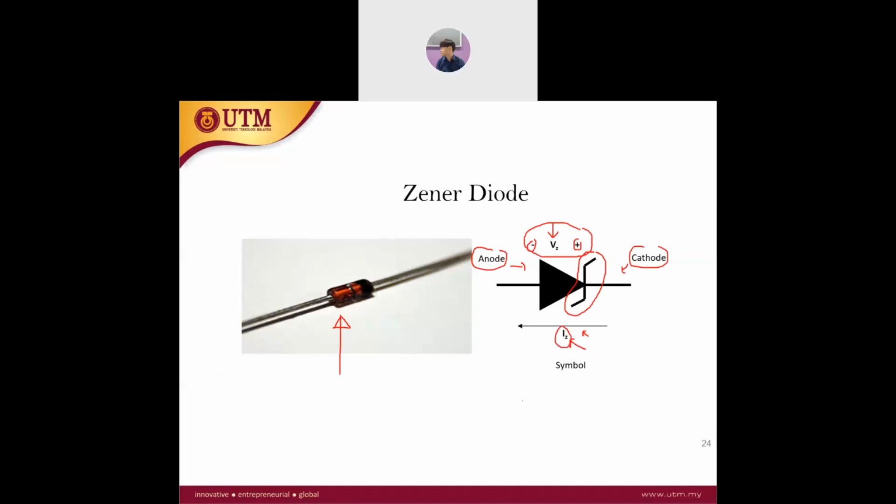If we are using the regular diode, it will be using this ID, because the regular diode is designed to operate in the forward bias region. However, Zener diode is designed to operate in the breakdown region, which is in the reverse bias. Okay, that's why the directions are different.